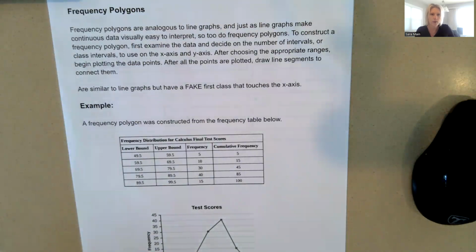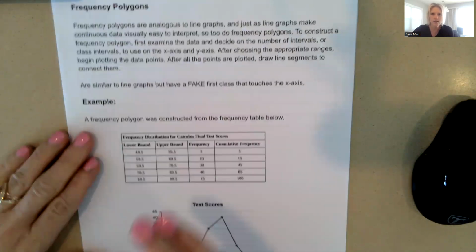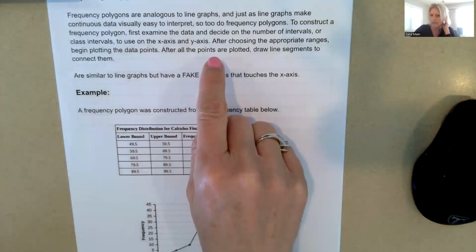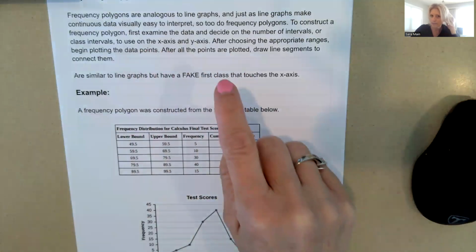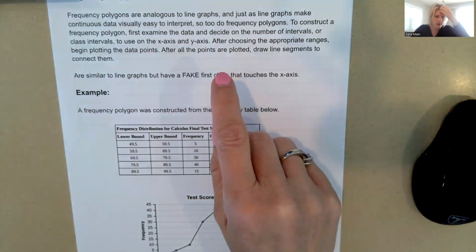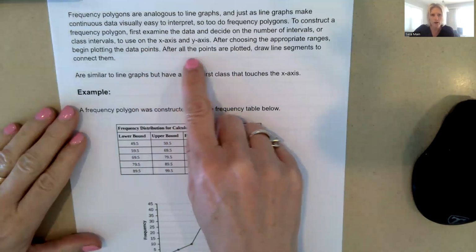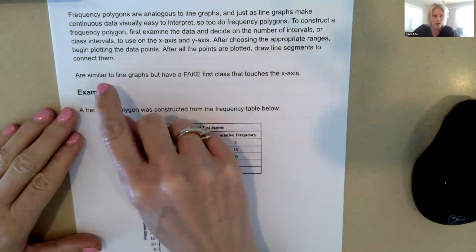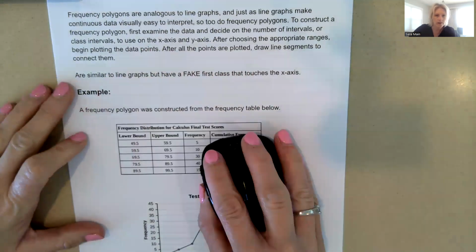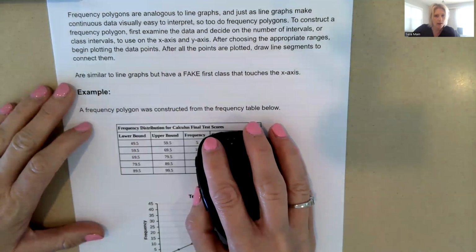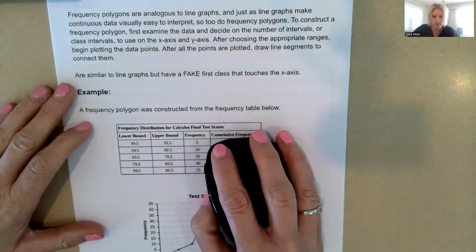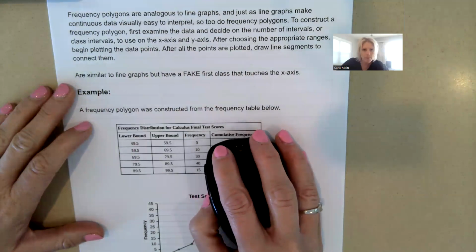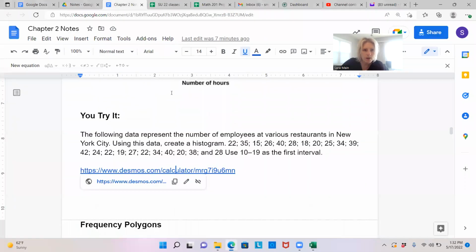To construct a frequency polygon, first examine the data and decide on the number of class intervals to use on the X and Y axis. After choosing the appropriate ranges, begin plotting the data points. After all the points are plotted, draw line segments to connect them. They are similar to line graphs, but they have a fake first class that touches the x-axis. And I'm going to show you that here in the notes.